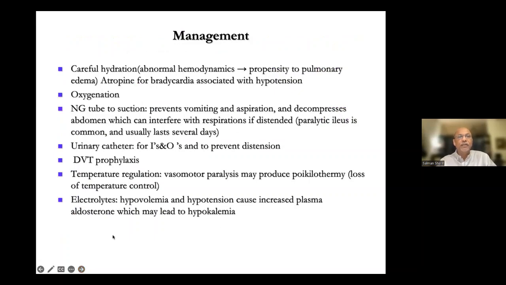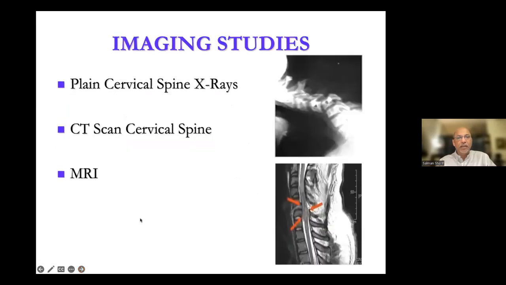Initial careful hydration. Abnormal hemodynamics are there, and you can have pulmonary edema, so you need to be careful. If you have bradycardia, then atropine can take care of it. Oxygenation has to be done, NG tube to suction. If there's a head injury, then don't put an NG tube; an OG tube goes in. Urinary catheter in and out, DVT prophylaxis, temperature regulation, and electrolytes are done.